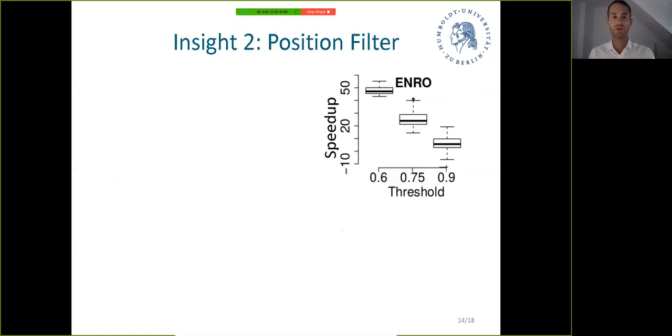Insight 2 is about the position filter. This is a typical graph we get. On the y-axis, we again see the speed up, and on the x-axis, we see the 3 different thresholds we chose. So for 0.6, we get a speed up of roughly 50, for 0.75, roughly 25, and for 0.9, it's closer to 0. This is not a surprising result because for higher thresholds, we get less candidates and the position filter is less effective.